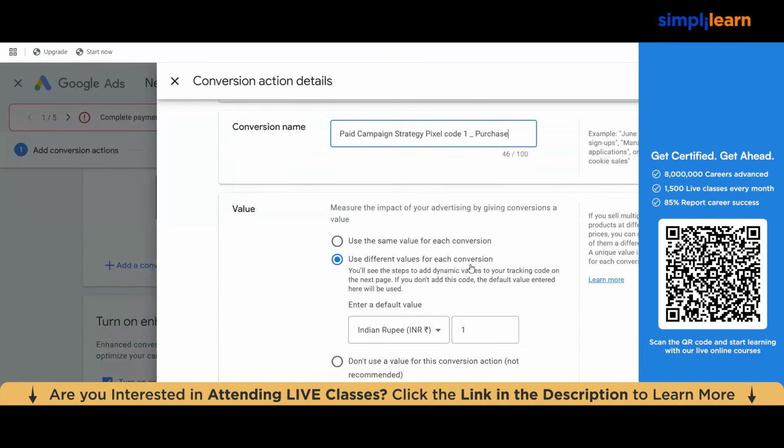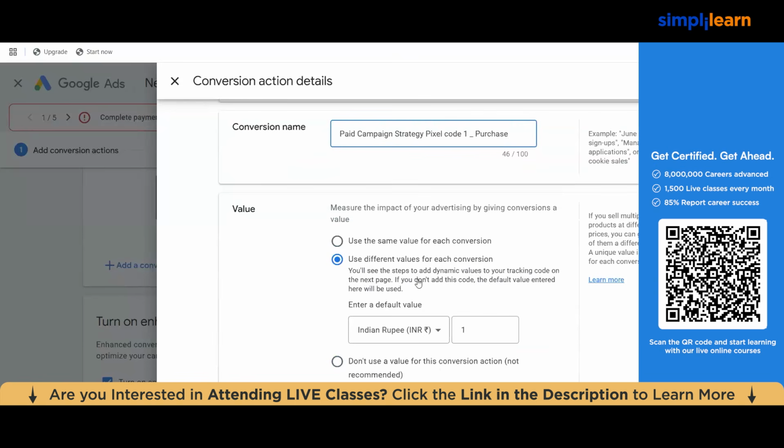Use different values for different conversions means you will see steps to add dynamic values to your tracking code on the next page. If you don't add this code, the default value entered here will be used. So the default value is 1 rupee. So any conversion, even if it's a one-rupee purchase, will be measured. So you need to just add a value.